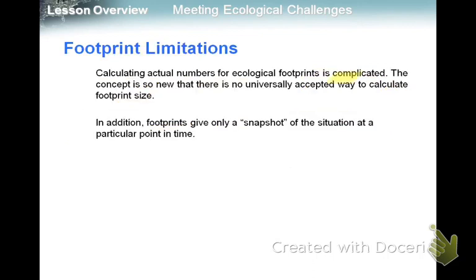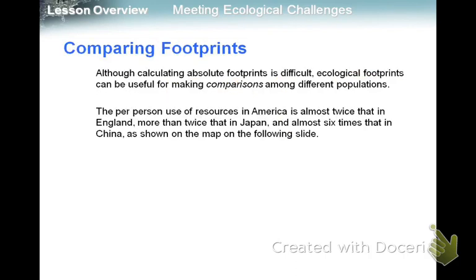It's pretty complicated, and it's new, so there's no universally accepted way to calculate it, and they only give a snapshot of a situation at a particular point in time. Footprints can be useful at this point to make comparisons among different populations.